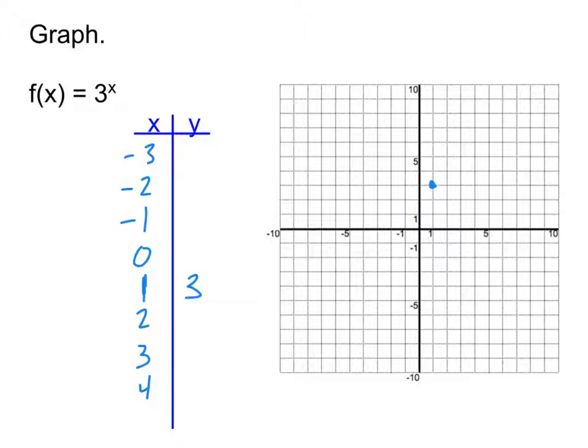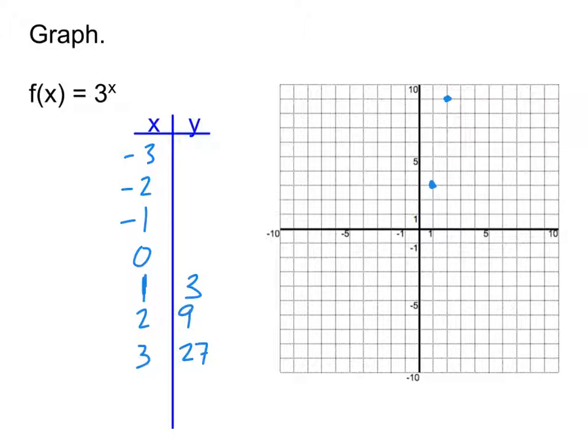It's not 6, because remember I'm not multiplying by 2, it's 3 to the power of 2. So 3 times itself 2 times, so that's why it's 9, 3 times 3. So that means x is 2, y is 9. Plot that point. The next point, if x is 3, 3 to the power of 3, that's actually multiplying the 9, the last one I got, by another 3. That gives me 27. Okay, we're now off the grid, so I'm not even going to bother with the 4.